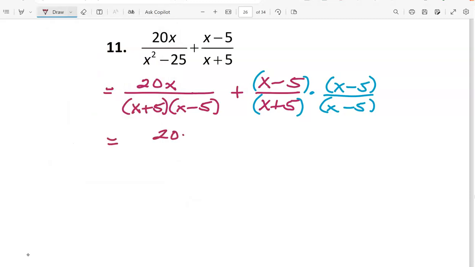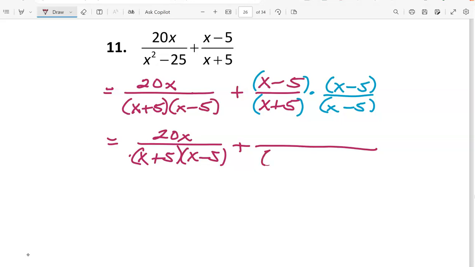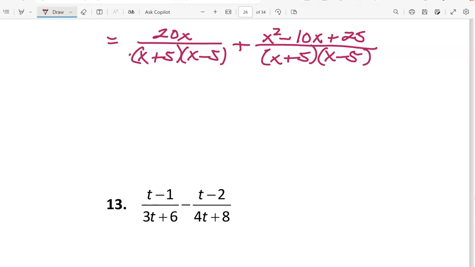So the first fraction is 20x divided by x plus 5 times x minus 5, and the second fraction is going to have that same denominator, x plus 5 times x minus 5. Before we add numerators, which is what we do when we have fractions with a common denominator, we'll need to multiply those factors in the numerator, because you have to multiply before you can add. So multiplying x minus 5 times x minus 5, you can use the FOIL method or a box, but the result is x squared minus 10x plus 25.